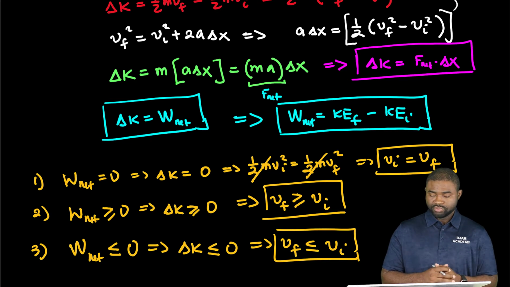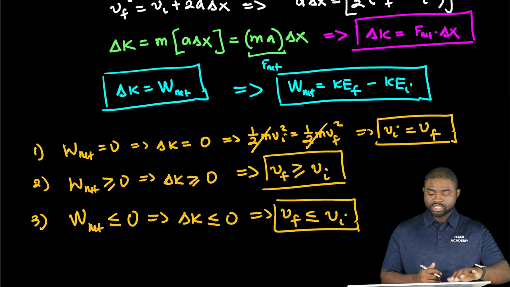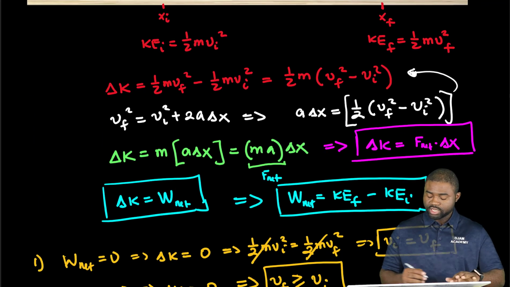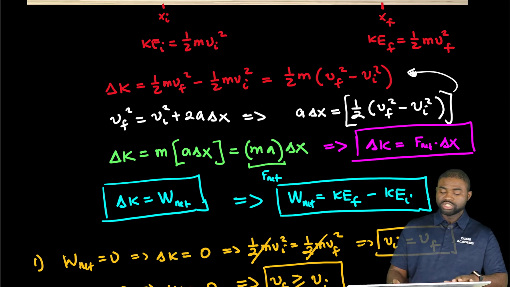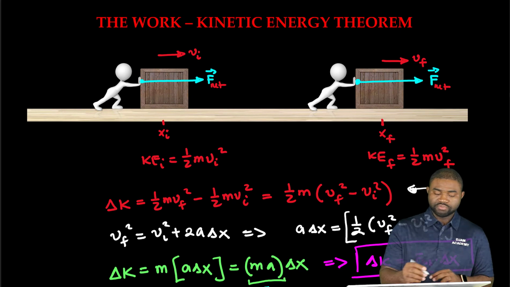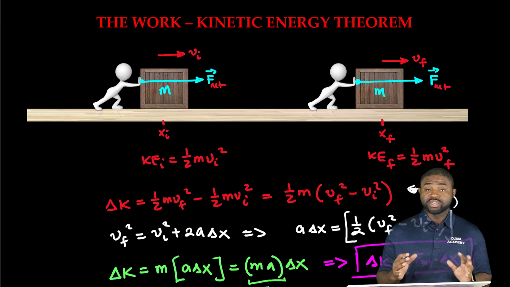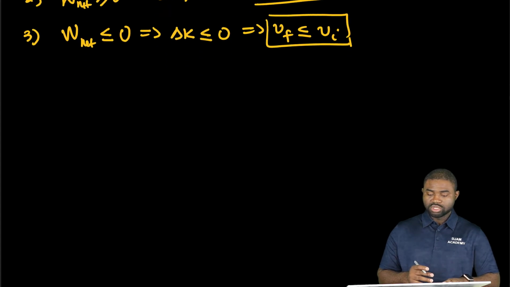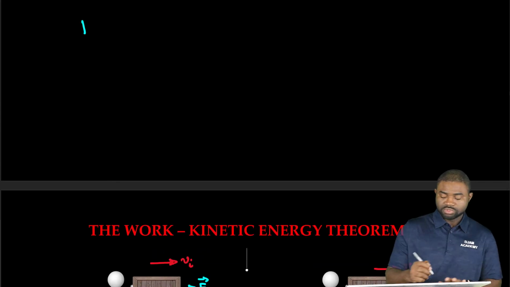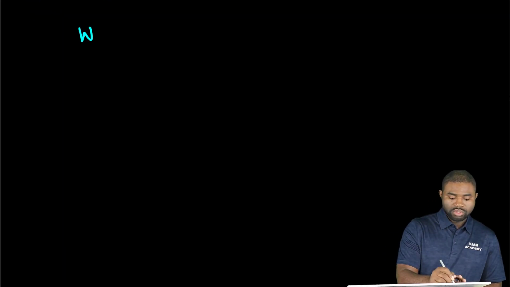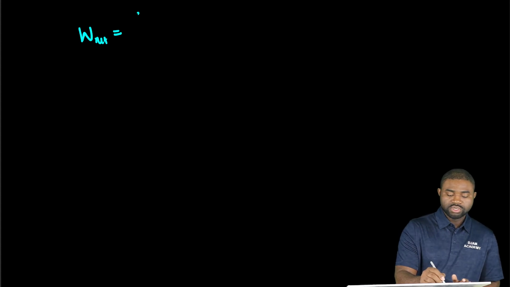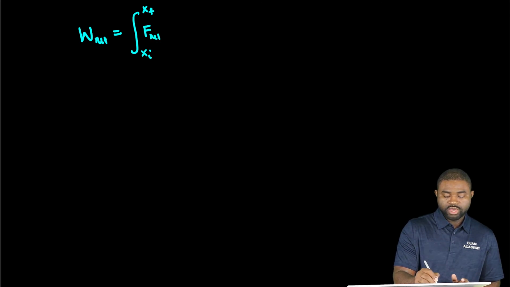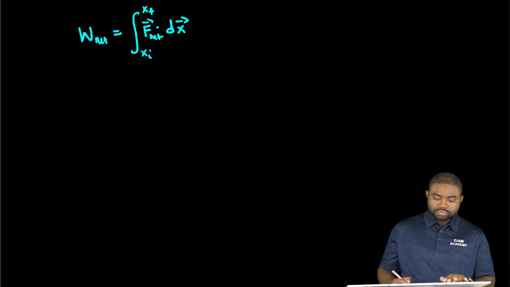Now, before we close for today, I just want to re-derive the work kinetic energy theorem in a much more general form. Remember, we have a box of mass m being pushed to the right by a net force F. So the net work done on that object, W net, by definition, is equal to the integral from x initial to x final of F net multiplied by dx.